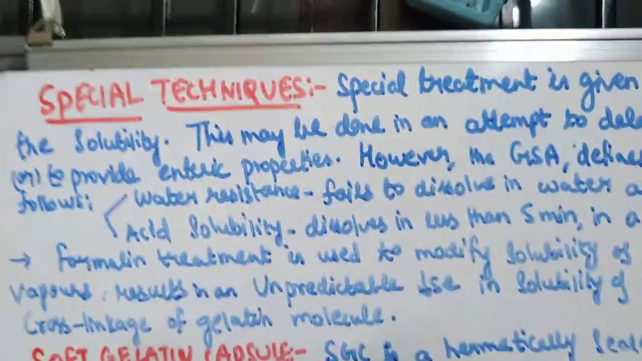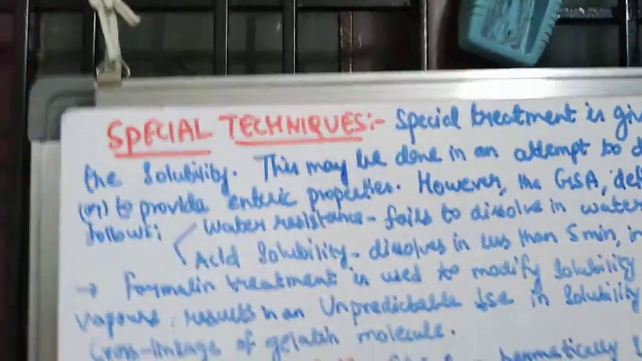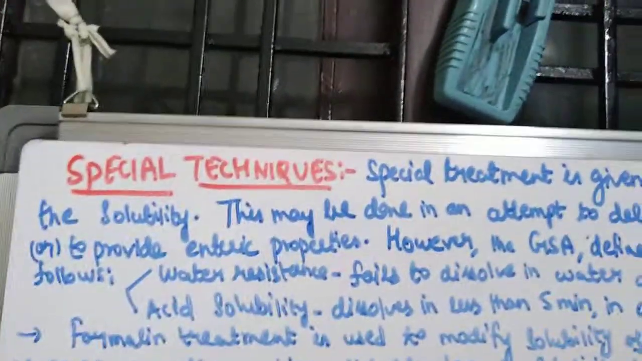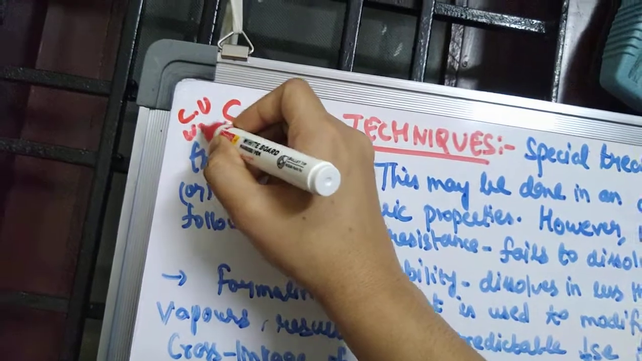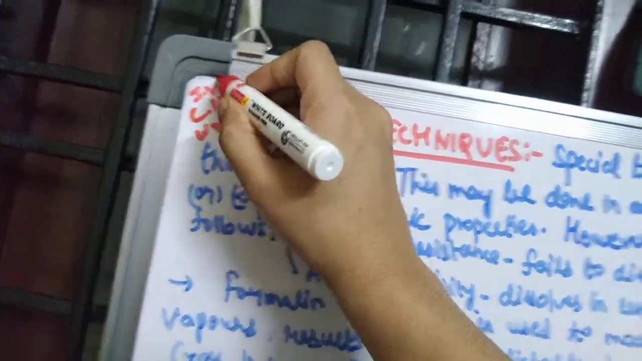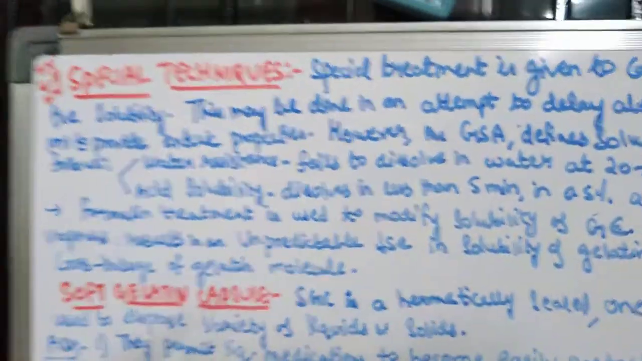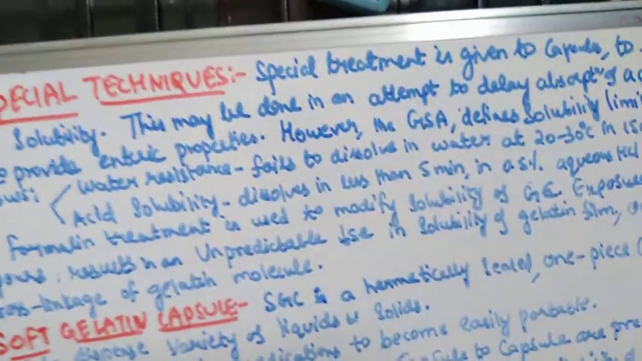Good morning, students. In the last class, we had discussed the evaluation tests for hard gelatin capsules. We discussed content uniformity, weight variation test and in vitro testing, in which we discussed disintegration and dissolution. It also mentioned solubility.